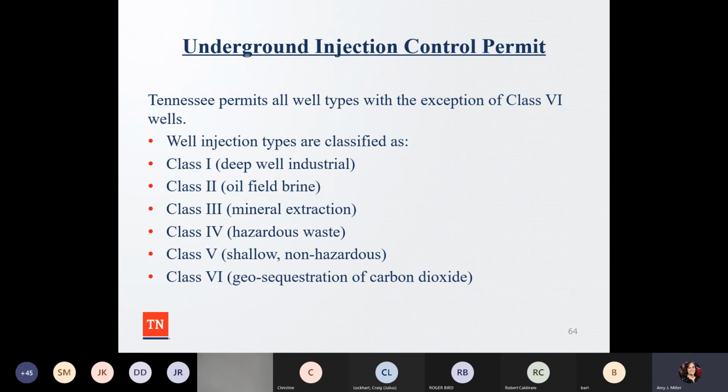Wells are classified by injection type. Class 1 is a deep well that's industrial. Class 2 is oil field brine. Class 3 is mineral extraction. Class 4 is hazardous waste. Class 5 is shallow, non-hazardous. And class 6 is geosequestration of carbon dioxide.